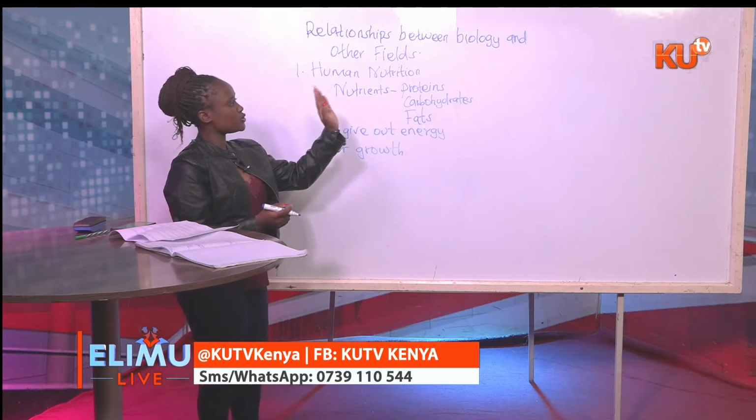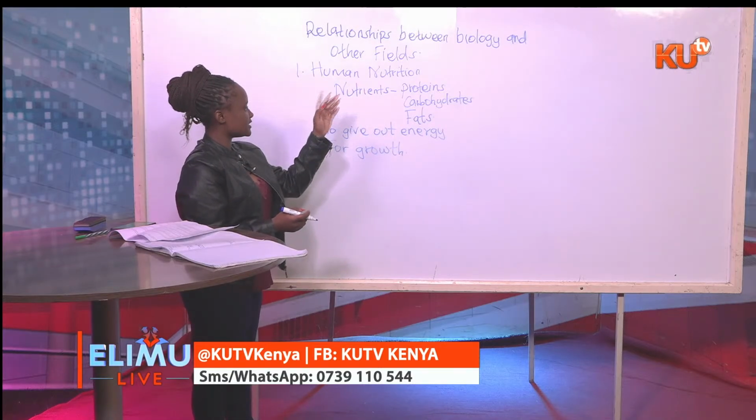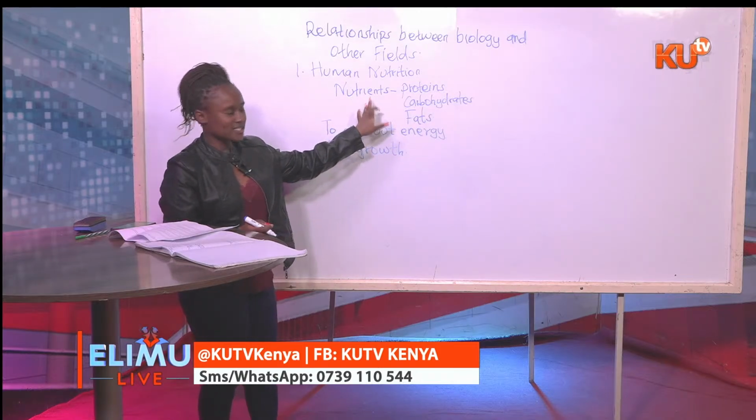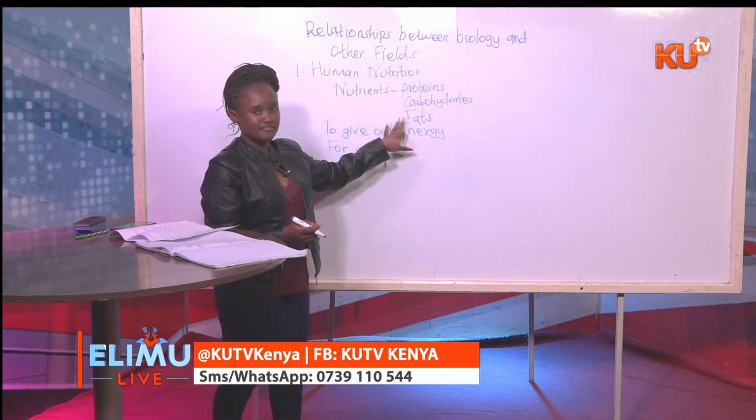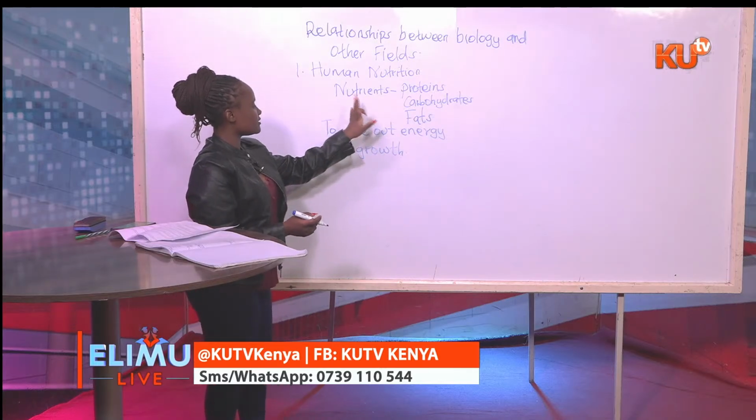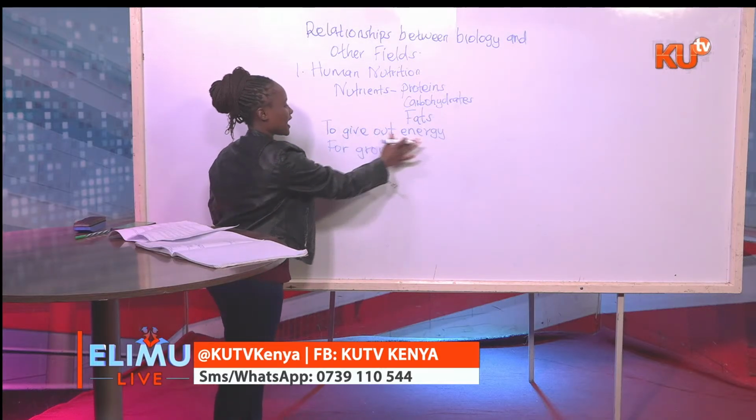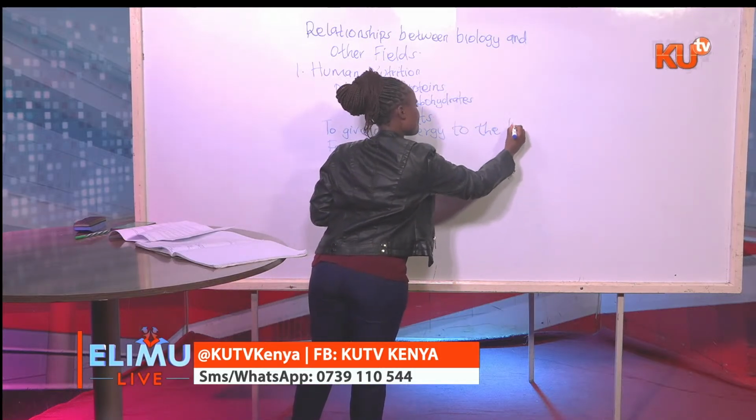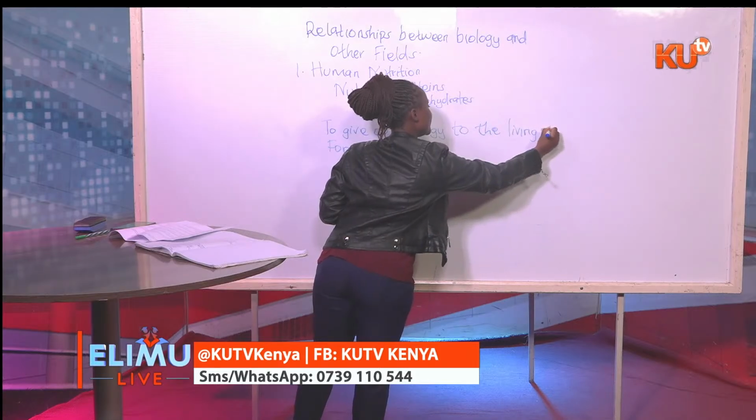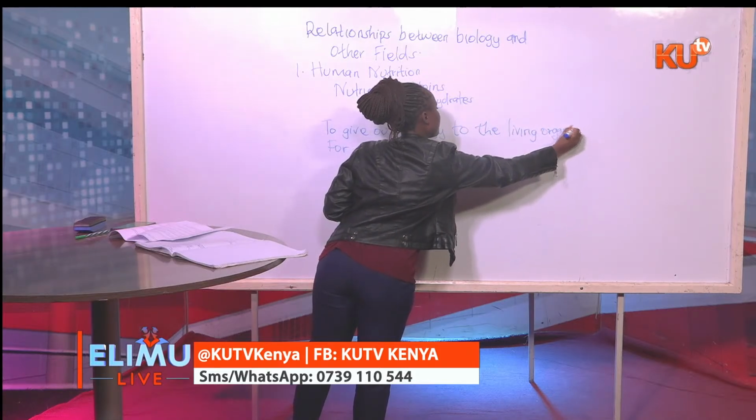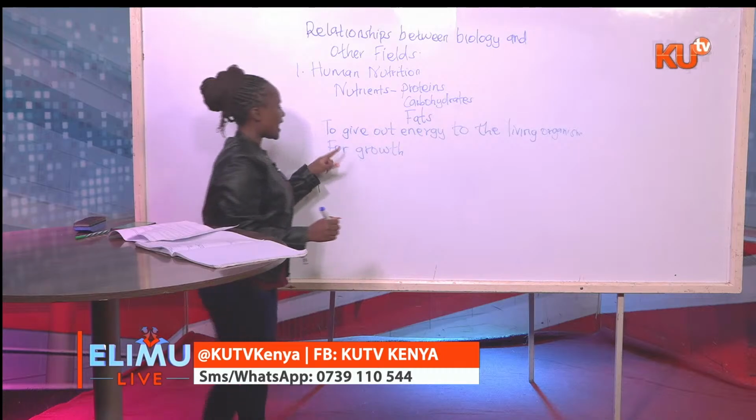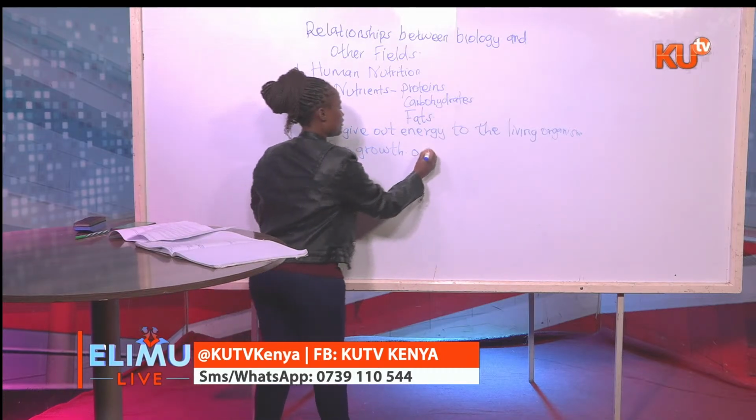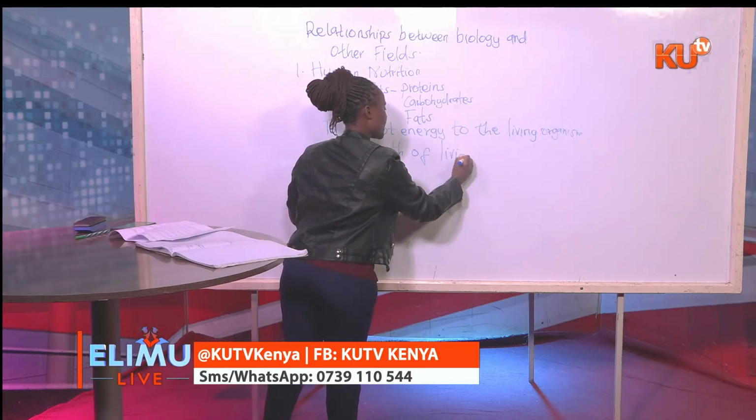So the relationship between biology and other fields, human nutrition. In human nutrition, we have nutrients like proteins, carbohydrates, and fats. The nutrients give out energy to the living organism. It also helps in the growth of living organisms.